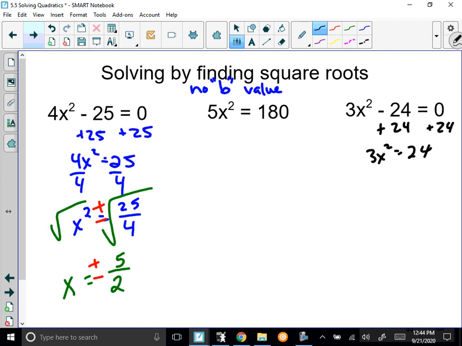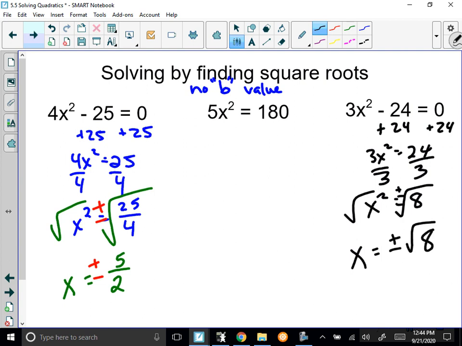Then Andrew, where do I go from there? Then you can divide both sides by 3. Then we can divide both sides by 3, and I'll have x squared equals 8. And Josh? Then you'll do square root of 8 and make that positive and negative. X equals, so Cassie, what are my solutions?